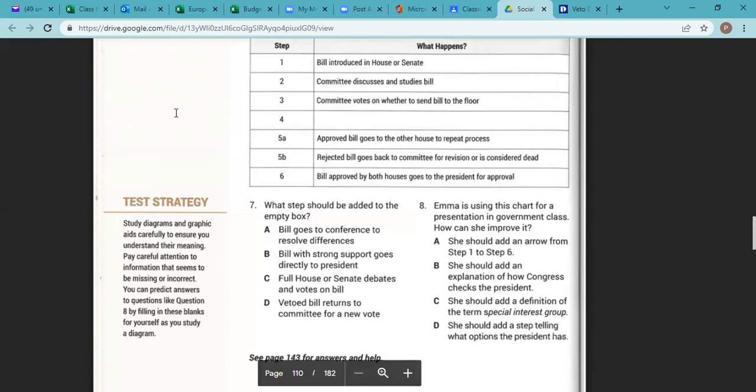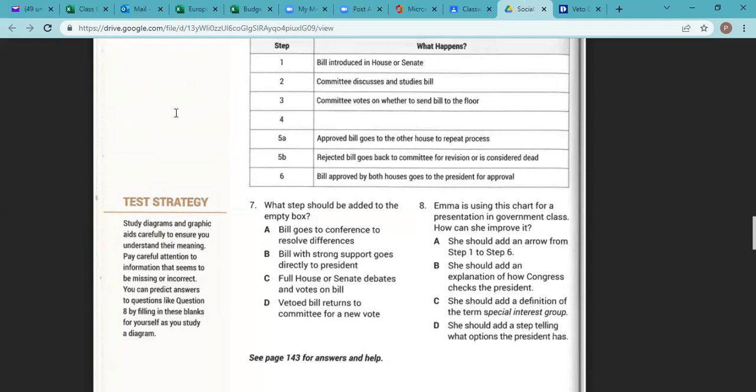Okay, so at this point, you just unpaused. Hopefully you have your answer. And the answer to number 7 should be C. It's going to be the full House or Senate will debate and vote on the bill.